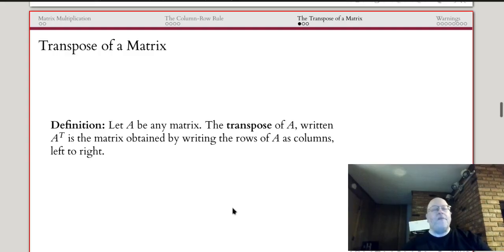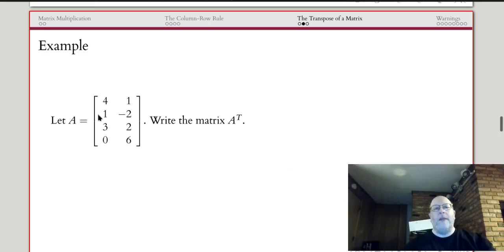So this next definition is pretty simple, I think. When we transpose a matrix, the little capital T at the top is an indication that we're transposing a matrix. We're not doing any math to the matrix. We're just rearranging the layout so that the rows of the matrix are now the columns and the columns are now the rows. Here's what I mean.